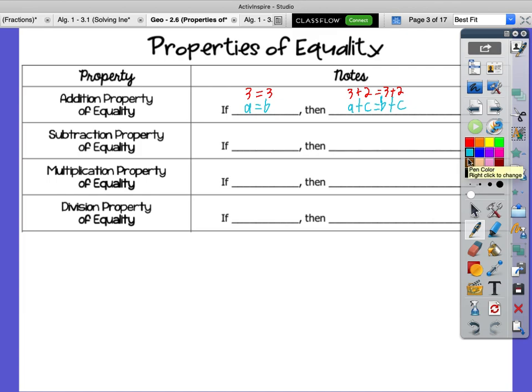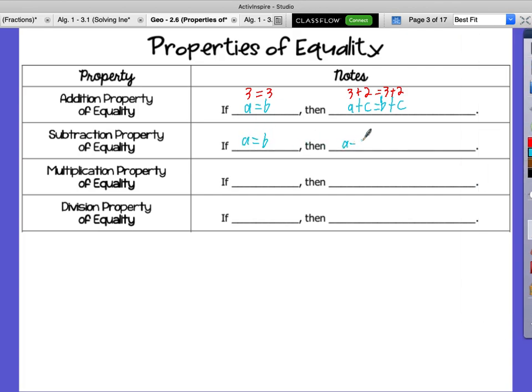Then we have our subtraction property of equality, which is the same thing, but with what operation? Subtraction, right? So if A is equal to B, then A minus a number is equal to B minus that same number.